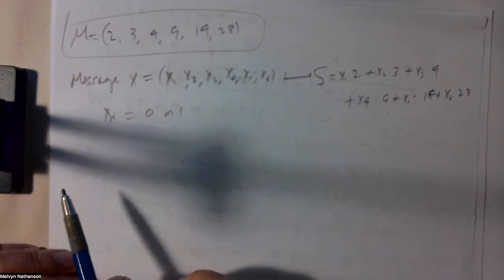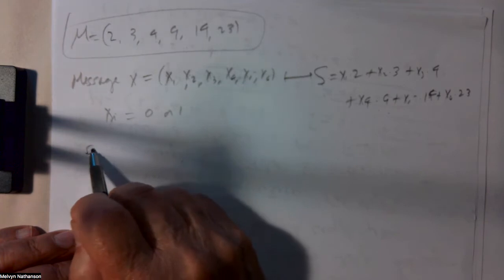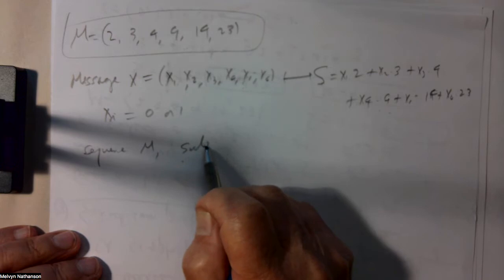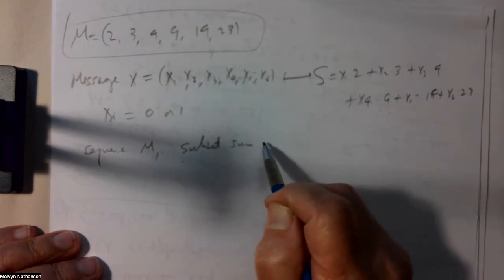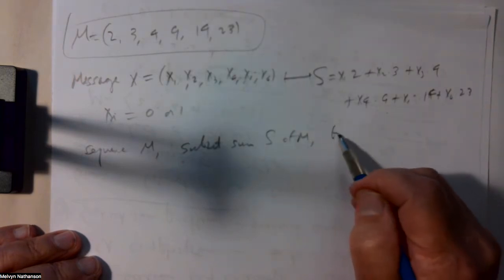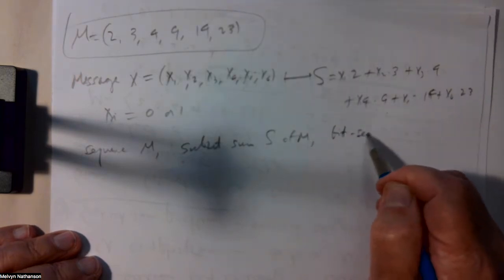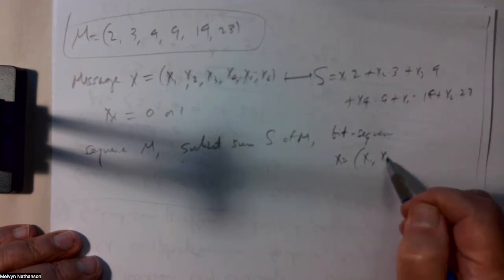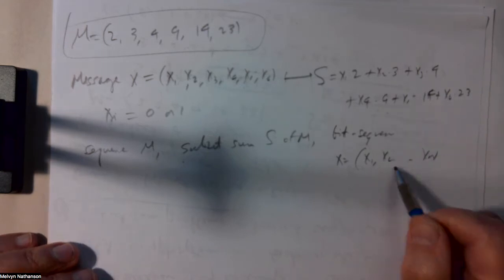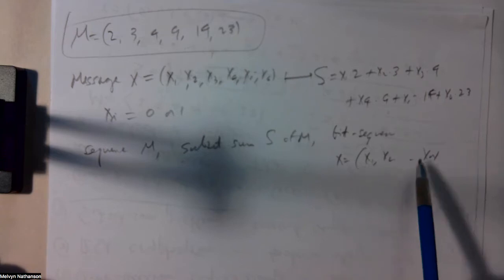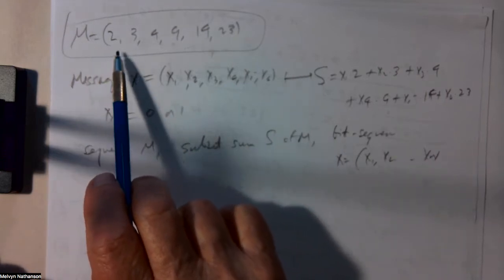But this is the idea that you have. So there are three ideas here. You have a sequence of positive integers M. You have a subset sum S of elements in M. And then we have a binary sequence or a bit sequence X. It's a sequence of zeros and ones, which we can easily convert into a subset sum. This simply tells you, looking at zeros or ones, which of these numbers to include and which not to include in your subset sum.